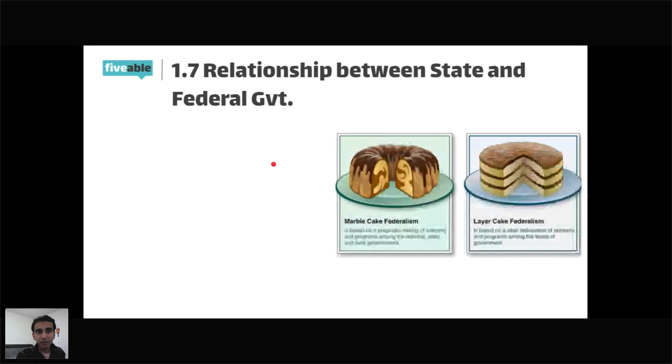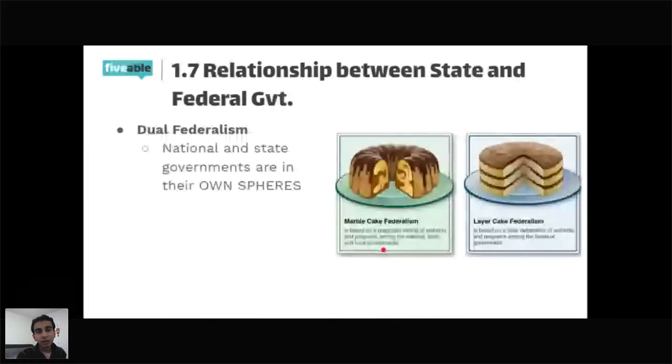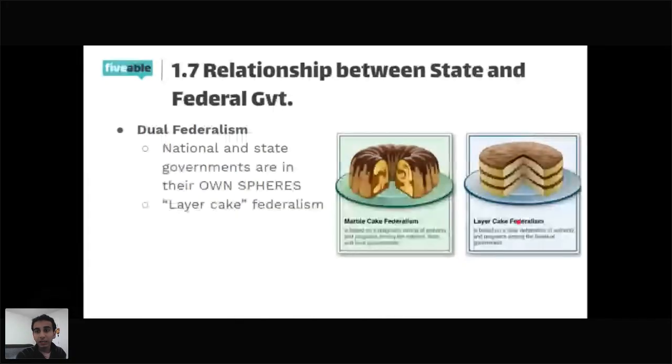All right, so the next few slides are going to talk about the different types of federalism. The first type is dual federalism, and it's basically when national and state governments are in their own separate spheres. They don't interfere with each other, and they work by themselves. The national government carries out its responsibilities, and the state government carries out its responsibilities. I'm hoping you've heard this analogy: this could be known as layer cake federalism. If you see a layer cake, there's clear separation between each of the layers.